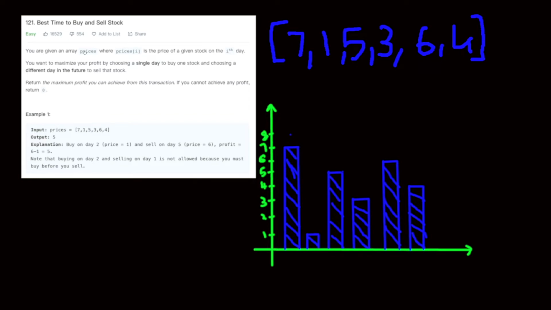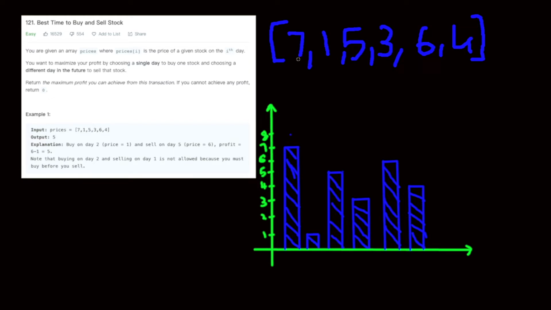It says that we are given an array of prices where prices[i] is the price of the stock on the ith day. And we want to maximize the profit by choosing a single day to buy the stock and choosing a different day to sell it. So essentially we want to buy low and sell high, similar to how you would in any stock market. You buy low, sell high.